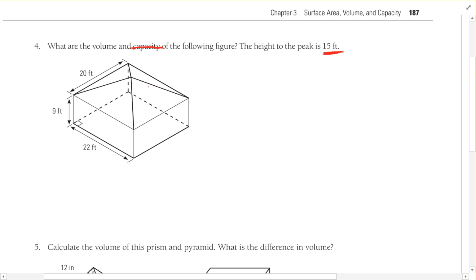But what we need, if we want to figure out the volume of this triangular prism on the top part, we're going to have to go 15 feet minus the height of the box here, so minus 9. So that's going to be 6. So the height there is going to be 6. So if we want to figure out the volume of just the triangular prism part, that's going to be V is equal to 1/3 times 22 times 20 times a height of 6, we said.